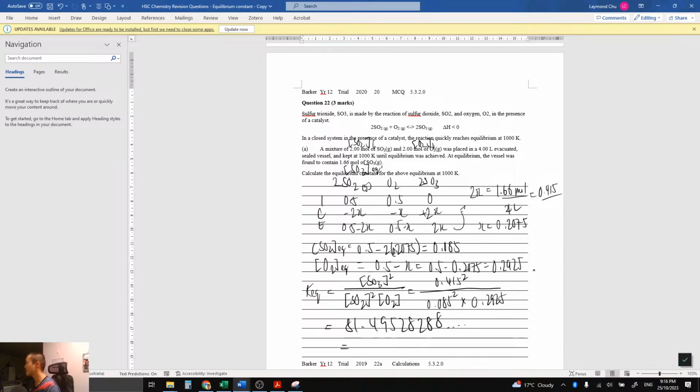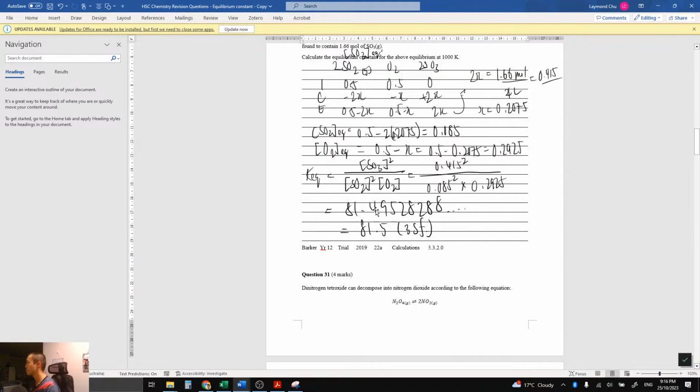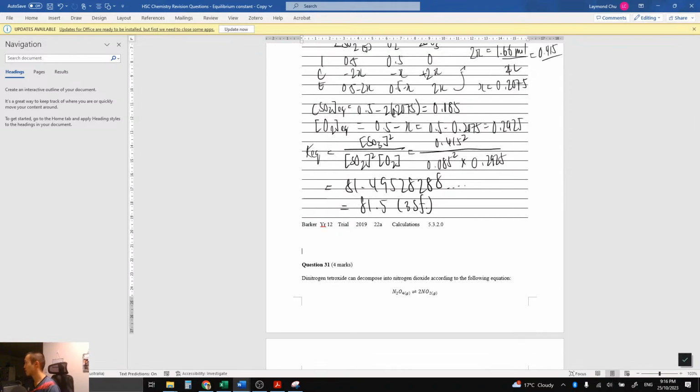Now, I did say units don't matter, but the rounding does. So how many sig figs did we use? The lowest number of sig figs we used was, in this case, 3. So we want to round this off to 3 sig figs. But this value has no units. Okay? Great. Doing good for time.